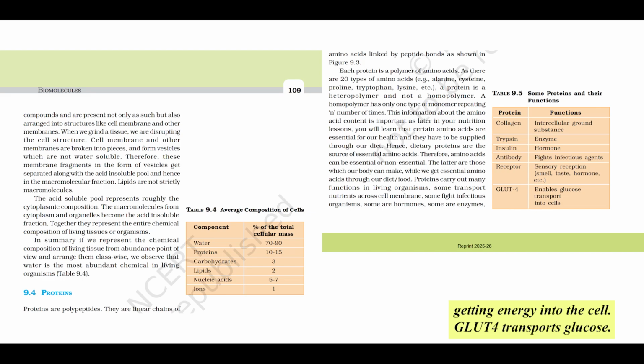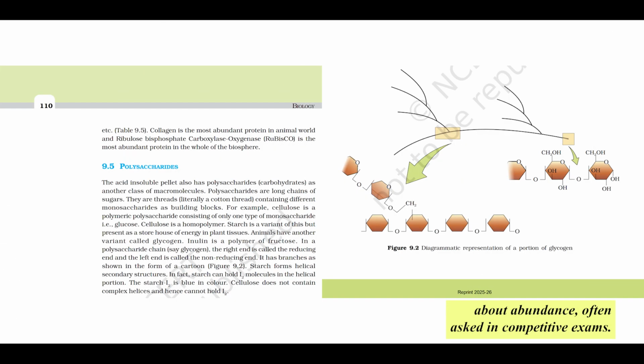GLUT4 transports glucose. Okay. And two really important facts about abundance, often asked in competitive exams. Collagen is the most abundant protein in the animal world, but ribulose bisphosphate carboxylase oxygenase, usually just called Rubisco, Rubisco, that sounds familiar from photosynthesis. Exactly. Rubisco is the enzyme that captures carbon dioxide in photosynthesis. Because photosynthesis is so widespread, Rubisco is considered the most abundant protein in the entire biosphere. Wow. Most abundant overall. Rubisco.